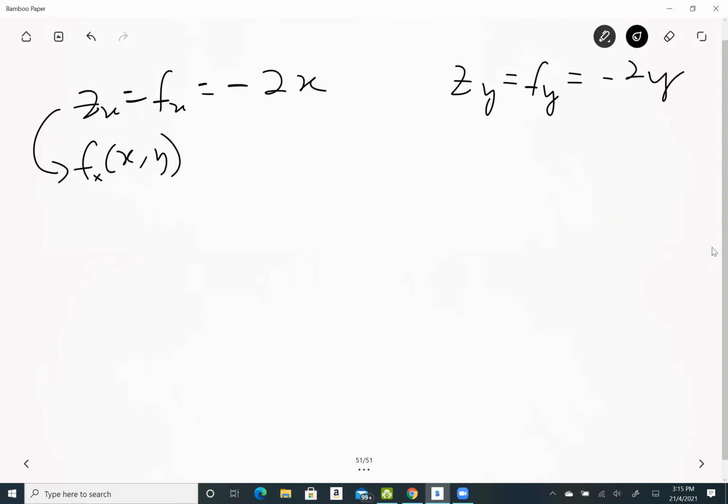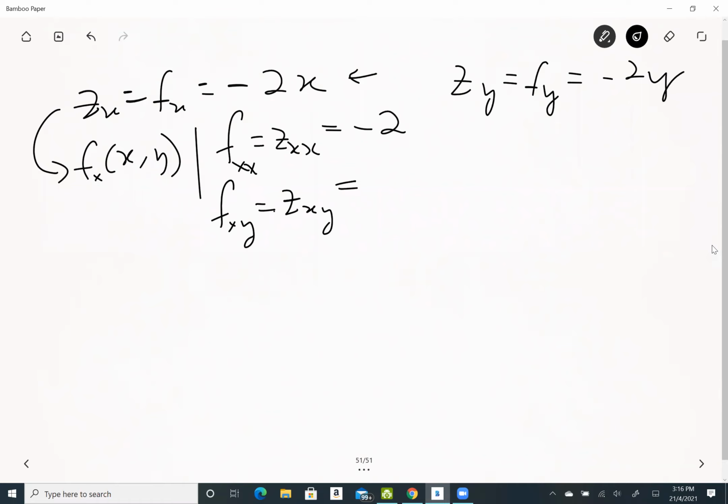So therefore, I can find fxx or zxx. Differentiate this thing here with respect to x. What do I get? Don't worry about the original function. Just look at this thing, because you want to differentiate this function with respect to x. What do I get? Negative 2. Now, I can also take the derivative of fx with respect to y, zxy or fxy. So what do I get? 0, because x is a constant.